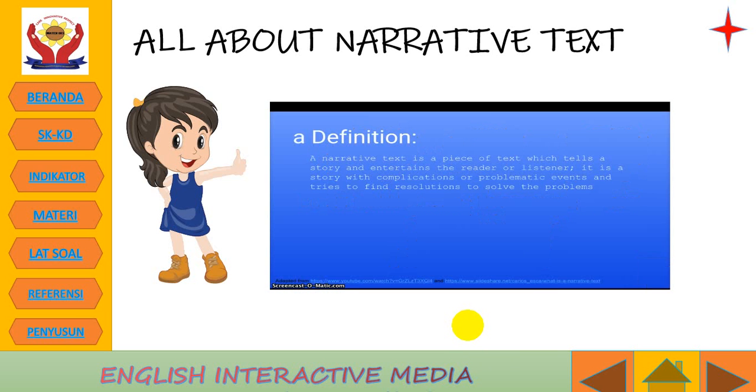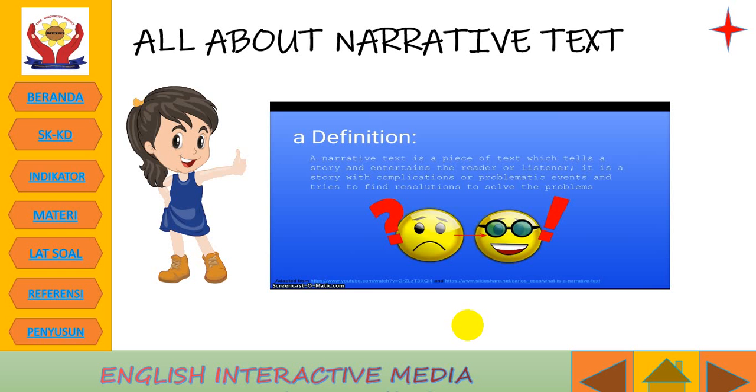Here's a definition we can work with. A narrative text is a piece of text which tells a story and entertains the reader or listener. It is a story with complications or problematic events and tries to find resolutions to solve the problems. Okay, so what I think this means is that someone has a problem, and then some complications that make that problem even worse. But then those events lead to a resolution of some kind, and perhaps even a realization that makes their situation better than it was before.